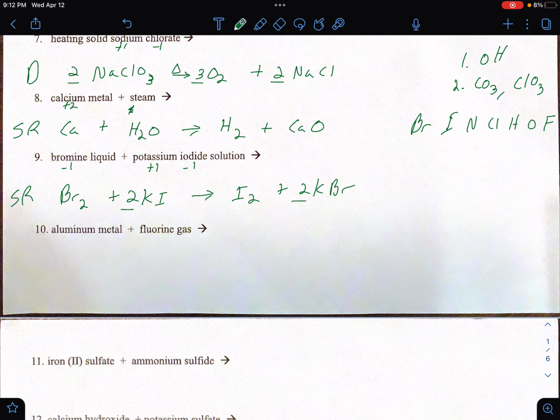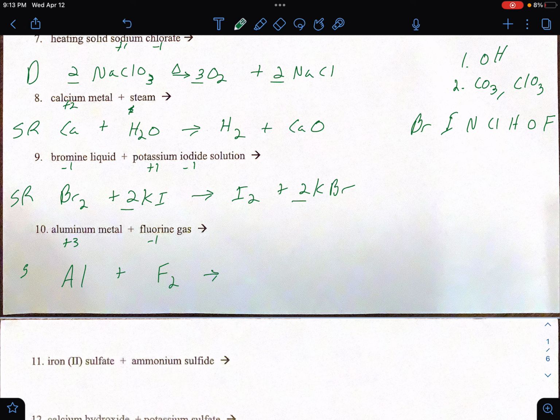Number 10, aluminum metal and fluorine gas. Okay, aluminum is a +3. Fluorine is a -1. So aluminum is just Al, plus fluorine gas, so that's Brinkelhoff, so it has to be F2. All right, so I only have 2 elements. Okay, so there's no swapping involved, so all I can do is just put them together. So this would be synthesis.